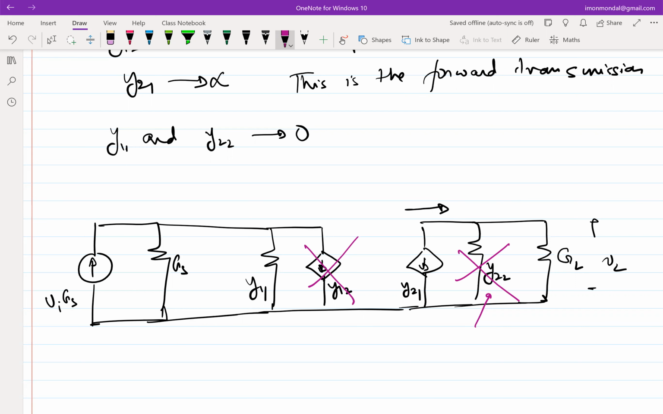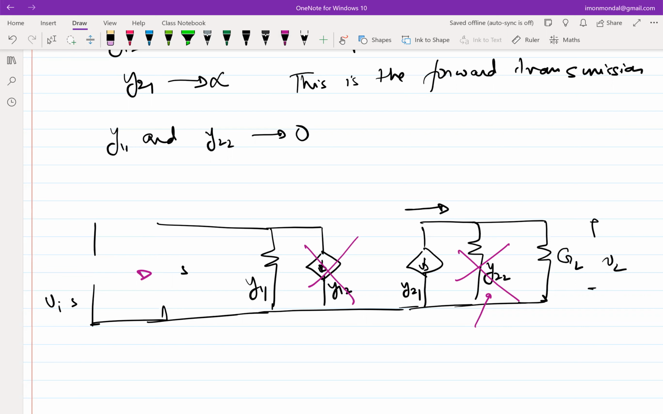So if it makes sense that I don't want current division, I want Y22 to be 0 at the output side. Now, what is Y11? Why do I want Y11 to be 0? So that the input VI GS flows only through GS. Exactly, right? So this current, I want to flow into the GS. I don't want it to be flowing into Y11.